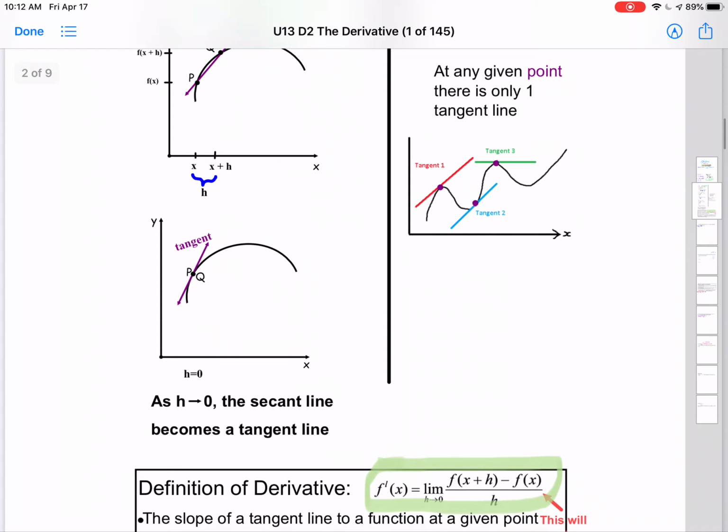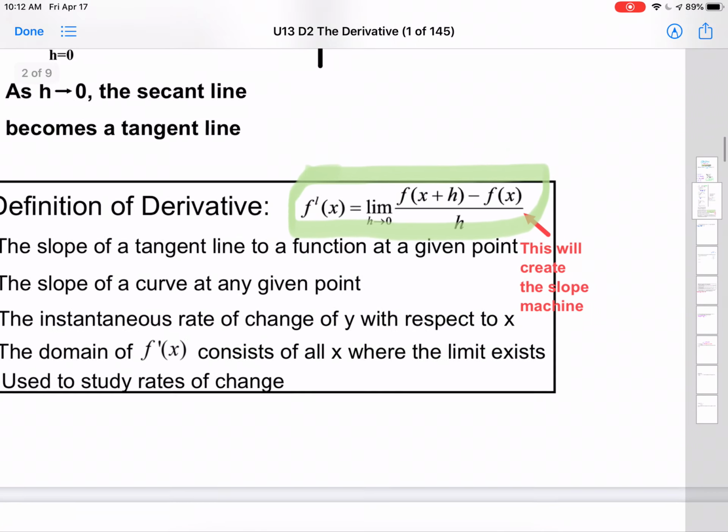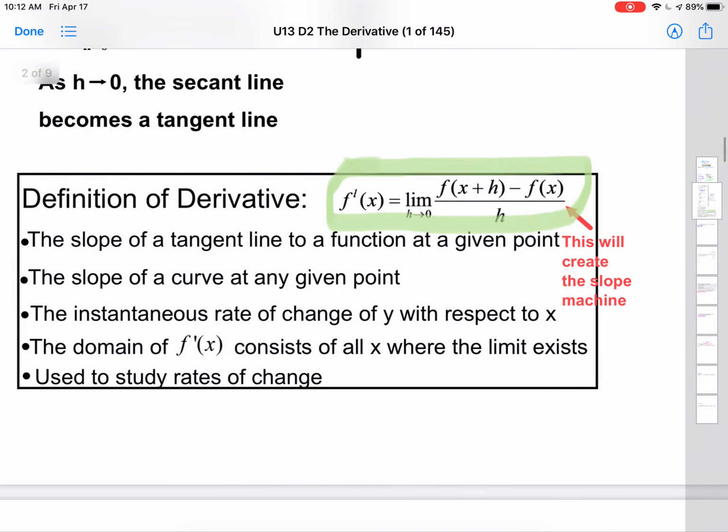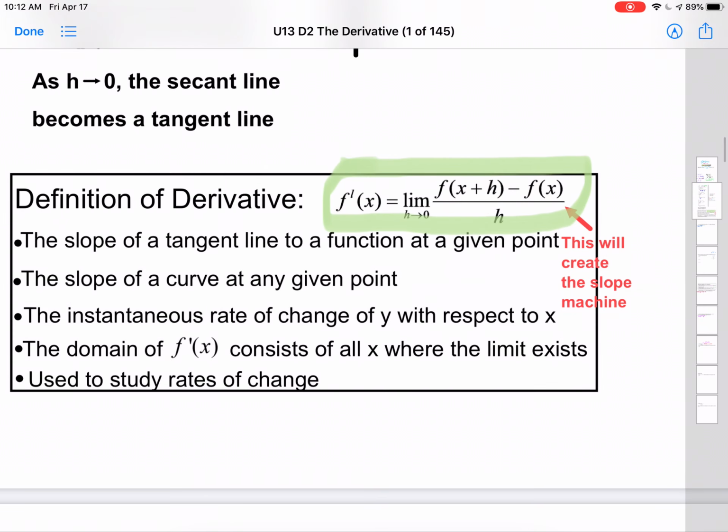Alrighty, so here's the definition of a derivative. The derivative is when you take that difference quotient, which, remember, is just the slope, the average rate of change, but you take the limit as h approaches 0. So what happens as that value becomes smaller and smaller? This is called the derivative, and this will create, again, the slope machine. It's the slope of a tangent line to a given function at any point.